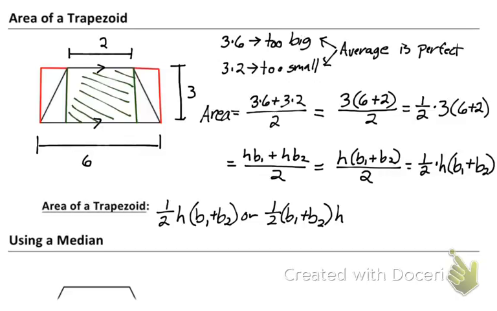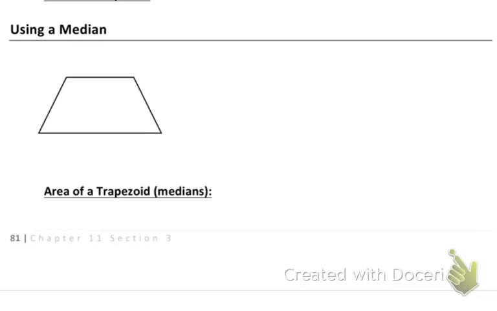All right, the next thing we're going to talk about is using medians. So you can actually use your median to come up with the area of your trapezoid. And how that's going to work is, let's first draw a median. So I'm going to draw a median right through here. And we're going to call this base 1, we'll call this base 2, and we'll just call this height H.